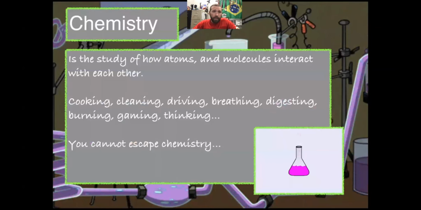So this week is all about an introduction to chemistry, and really it's an introduction to matter, atoms, mixtures, solutions, and things like that, molecules and whatnot. We're just going to kind of define terms this week and get a sense of what it is we're talking about. So, chemistry is the study of how atoms and molecules interact with each other.